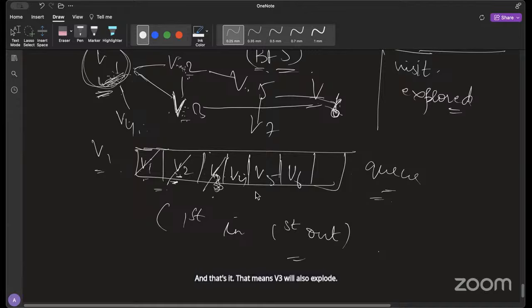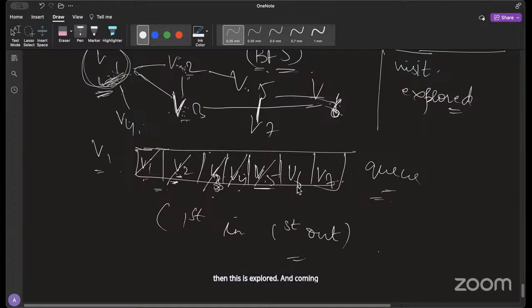Let's remove this from the queue. Then you have V4. V4 has only one vertex connected to it directly, which is V1. You don't have to write it again. That's also explored. Coming to V5, V5 has V6 and V2, and both of them have already been explored. V5 to V7 is also there. V7 is also there, right? Then this is explored.